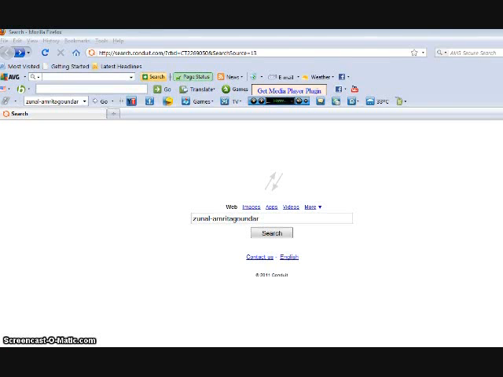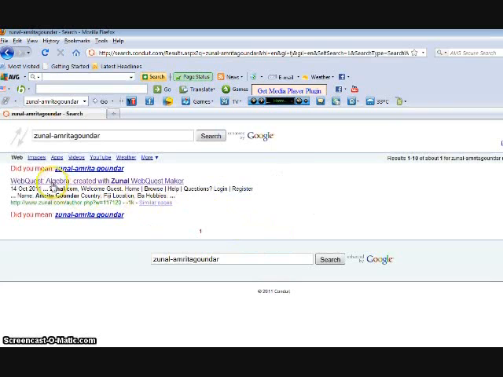Now that you all have seen what a web quest is and why it should be used, let's go to the web quest that I have created. To go to my web quest, you can type in Zunal-Amrita Gandhar and search. You will come to the results, and then you can go to the web quest by clicking on the results.